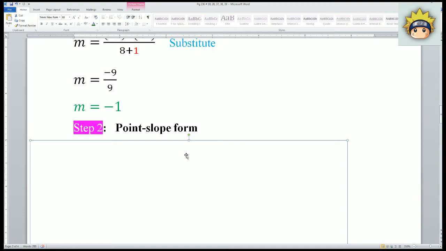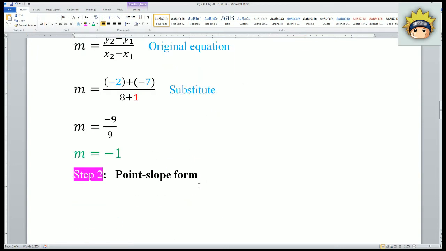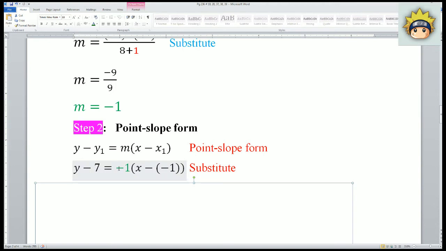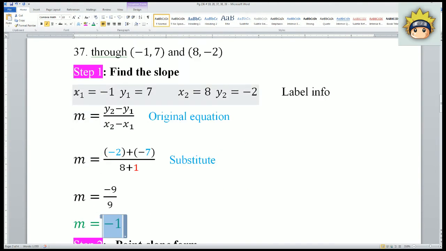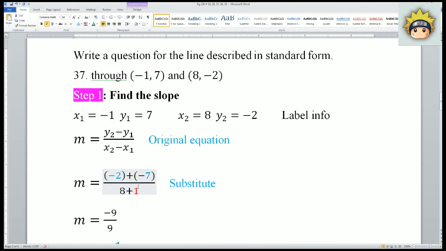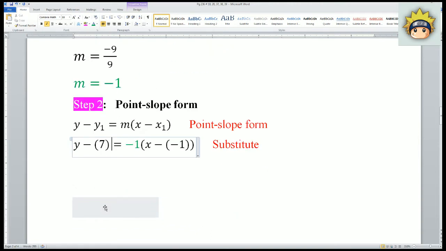Next, after you find that, you ask yourself, do I have the slope and the y-intercept? No, so I have to go to the point slope form. Here's the point slope form. Make the substitution. Negative 1 here was the slope. x1 right here was negative 1. Sorry, y1 is 7, so here's 7. I make that substitution here. I could put that in the parentheses if that makes you happier, okay?